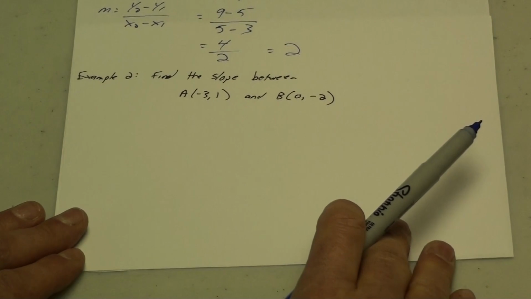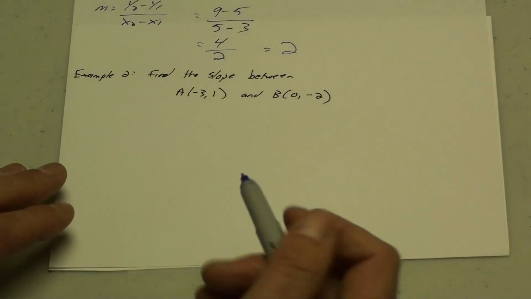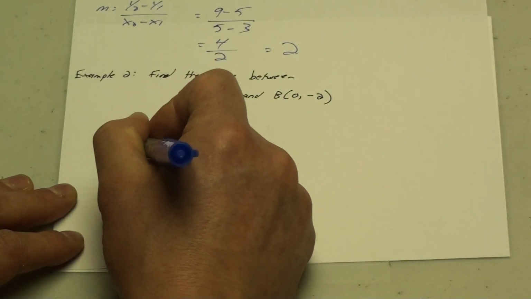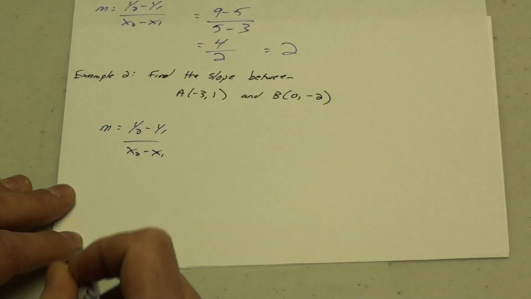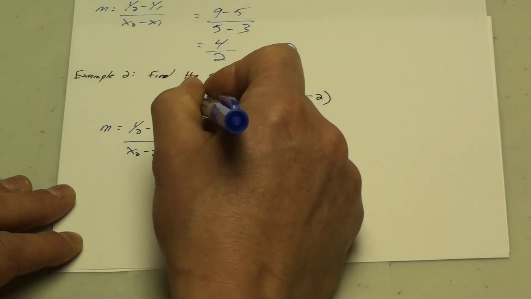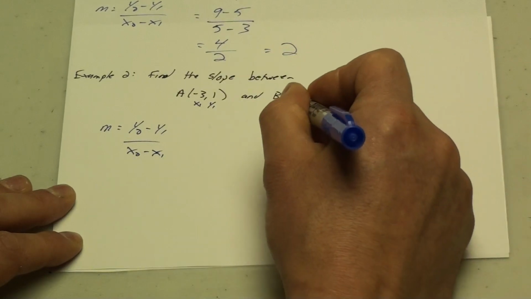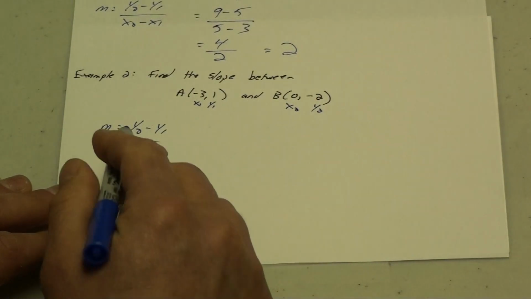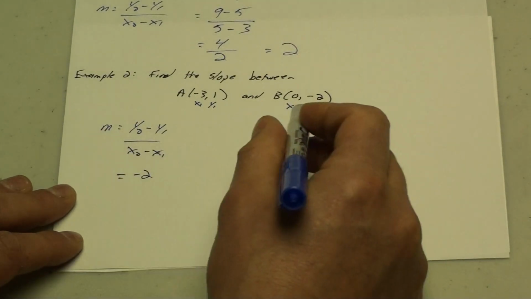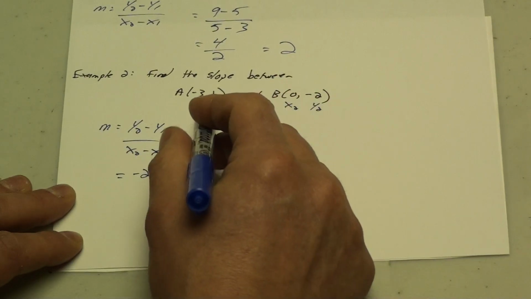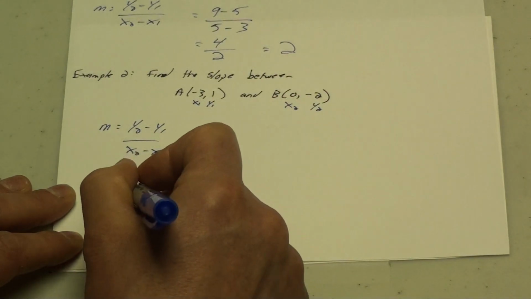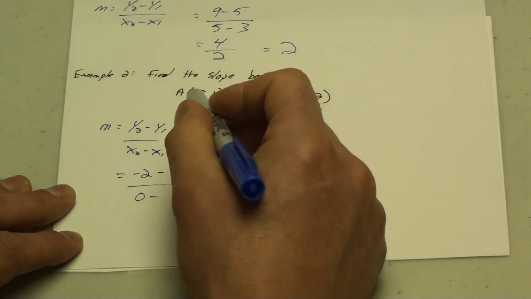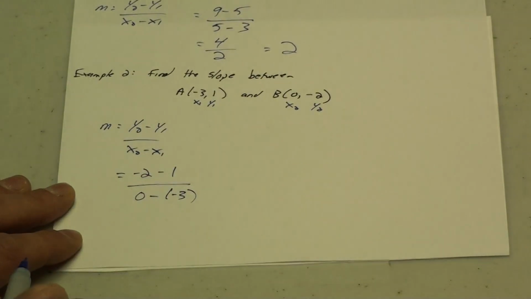Let's do another example. Find the slope between these 2 points. For this one, I'm just going to use the formula m equals y2 minus y1 divided by x2 minus x1. My points, I'm going to label the first one as x1, y1, and the second one as x2, y2. So putting in my points, y2 is negative 2, subtract y1, which is 1, all over x2, which is 0, subtract, and here my x1 is negative 3. So I'm going to subtract negative 3.